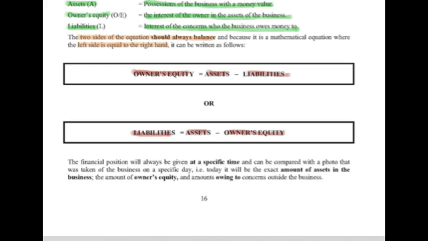The financial position will always be given at a specific time and can be compared with a photo that was taken of the business on that specific day. In other words, today it will show the exact amount of assets in the business, the amount of owner's equity, and the amount owing to concerns outside the business. Now in the next video, we will use these equations to practice how to adapt the equation with certain scenarios. So let's look at a few examples of the accounting equation.